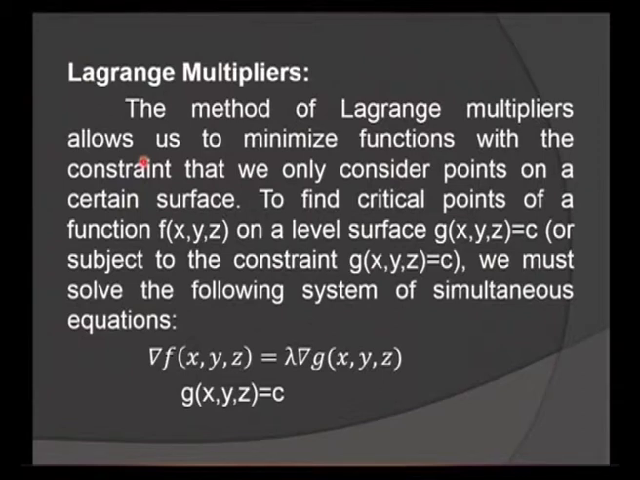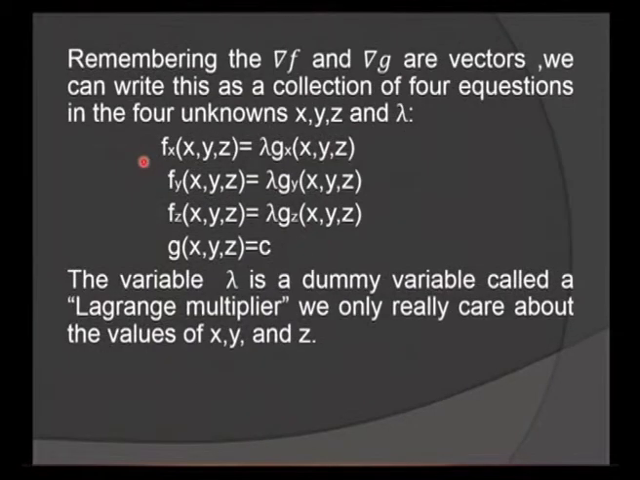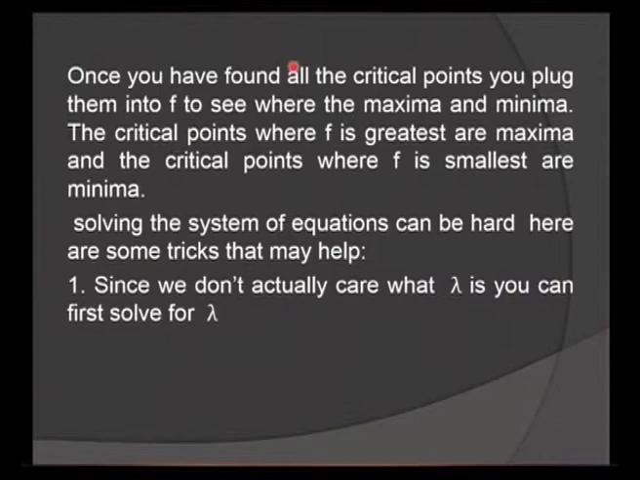This Lagrange multiplier is used to optimize the function with the constraint. First we find the values of x, y, z. Those values of x, y, z are obtained after solving the 4 simultaneous equations. Those 4 simultaneous equations come from the vectors del f and del g. Solving the system of equations can be hard.